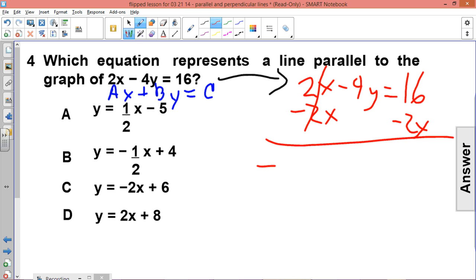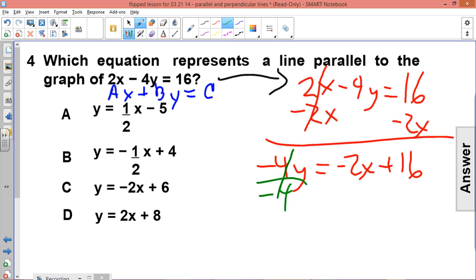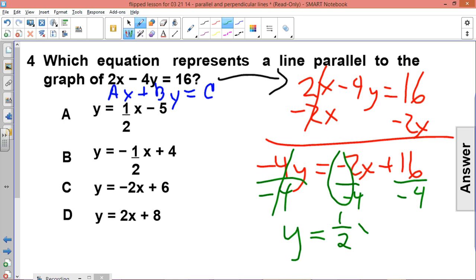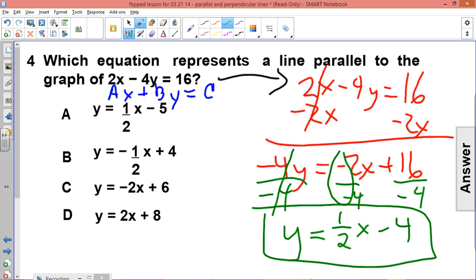I'm going to get negative 4y equals negative 2x plus 16. Next step, divide by negative 4, and divide by negative 4. I get that y is equal to, well, a negative divided by a negative is a positive, and 2 divided by 4 is 1/2, so I have 1/2 x, and then 16 divided by negative 4 is going to be negative 4. So this is my equation here, but that's not the answer to this question.